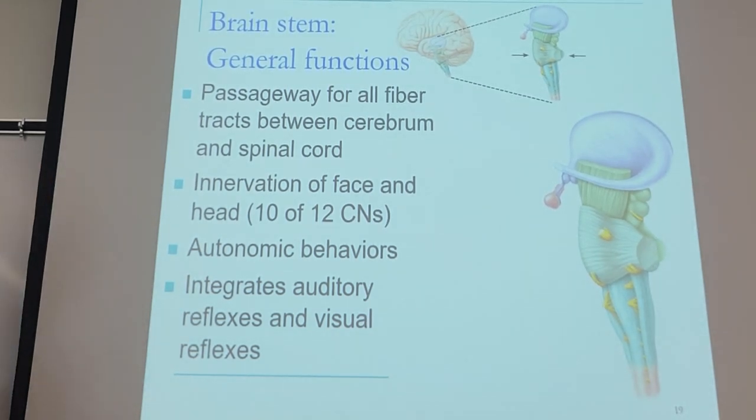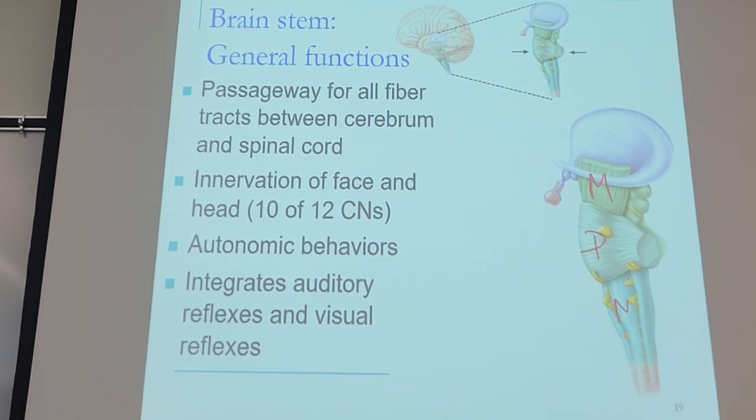Okay, so we'll start with the brainstem now. So the brainstem includes, I'm just going to label it directly on this picture, the midbrain, the pons, and then the medulla oblongata.